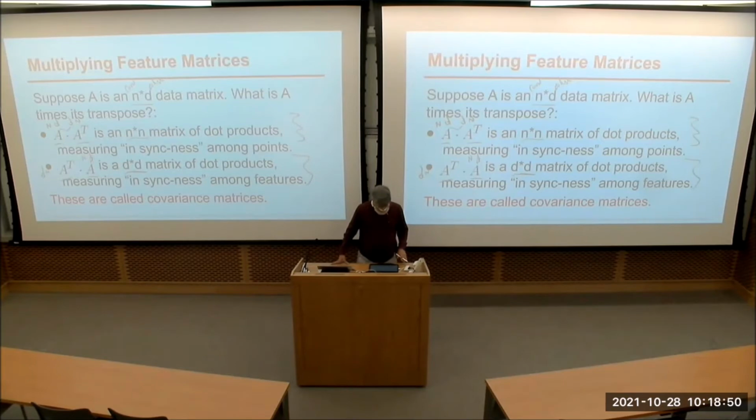These matrices, A times A transpose and A transpose times A, are common enough that they are given a name. They are called covariance matrices. Any questions?